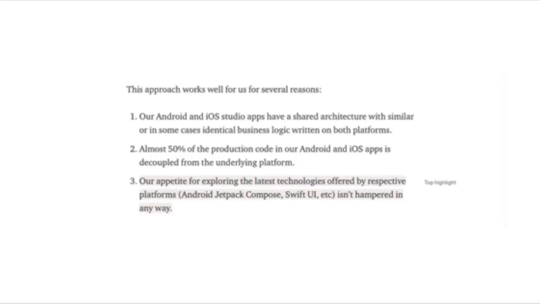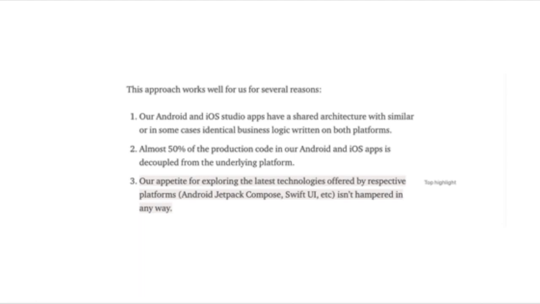On our end, we saw a lot of people who cared about this news, who were thinking about what it means for them. One of the things that I want to read from their announcement, and I want to get your perspective on, is this approach. This is what Netflix wrote: This approach works well for several reasons. Our Android and iOS studio apps have a shared architecture with similar, or in some cases identical, business logic written on both platforms. Their second point is almost 50% of the production code in our Android and iOS apps is decoupled from the underlying platform. And then lastly, our appetite for exploring the latest technologies offered by respective platforms isn't hampered in any way.